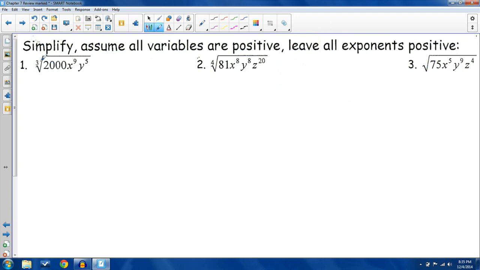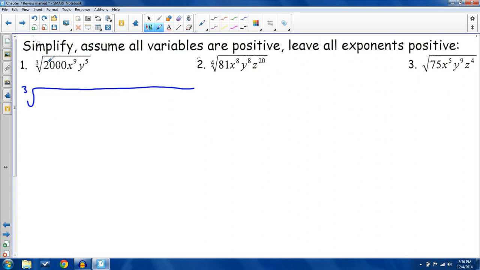Okay, let's do the first one here. Now, I said I would spell it out for you for this very first one. This will be a little more time consuming, so bear with me. Number 1, the cube root of 2000 x to the 9th y to the 5th. I'm going to write this as the cube root of, and I'm going to go ahead and start splitting this up a little bit. I want to break up, first of all, I don't know what the cube root of 2000 is.